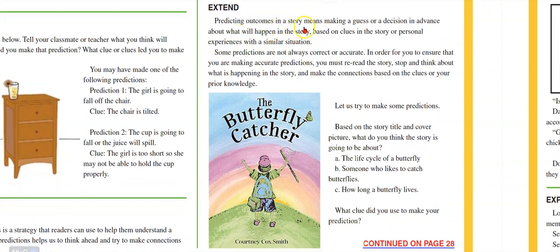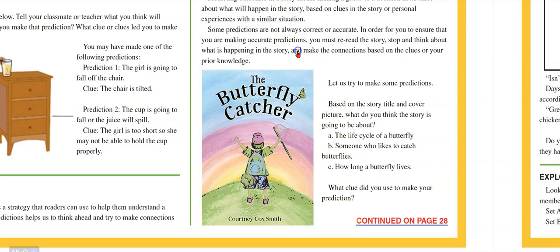Predicting outcomes in a story means making a guess or decision in advance about what will happen in the story based on clues in the story or personal experiences with a similar situation. Some predictions are not always correct or accurate. In order for you to ensure that you are making accurate predictions, you must reread the story, stop and think about what is happening in the story, and make the connections based on the clues or your prior knowledge.